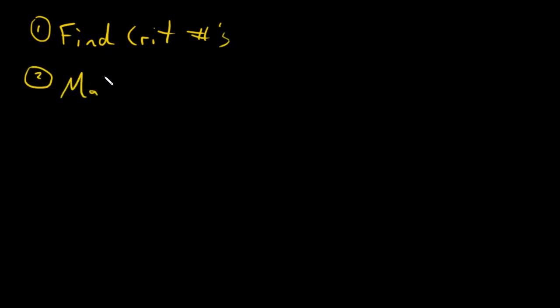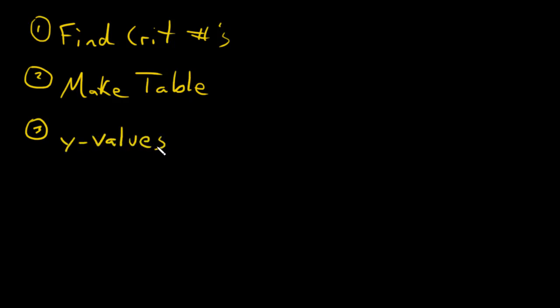Okay, so before I give you your homework, do the following for every single one of these problems. All 4 of the steps. Step 1, find the critical numbers. Step 2, you want to make the table. Step 3, find the y values for all of the critical numbers. Step 4, sketch the graph. Okay, so for every one of the homeworks, do these 4 steps.